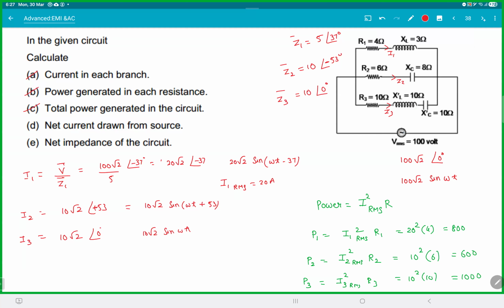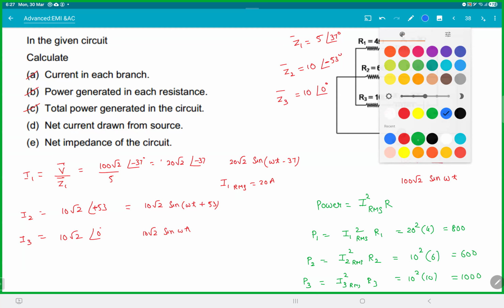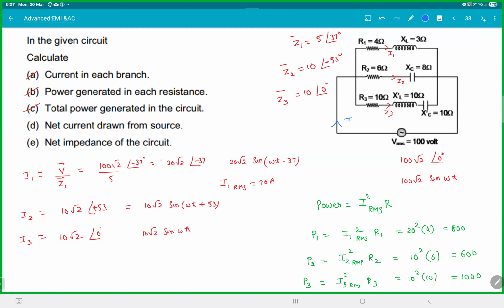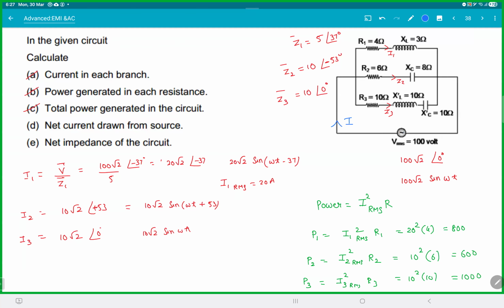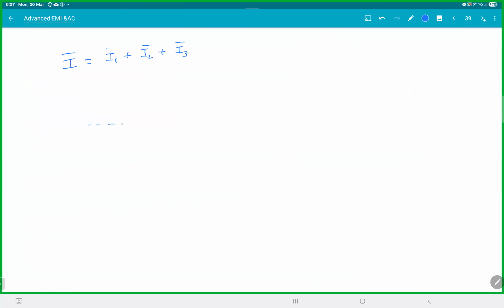Net current drawn from the source. So what is the net current drawn from the source? So this current I is nothing but I1 bar plus I2 bar plus I3 bar. You have to add them like phasors. And if you remember, I taught you this, how to add three different phasors. So this one's magnitude is 20 root 2 and it is making an angle of 37. So this is 20 root 2 making an angle of 37.